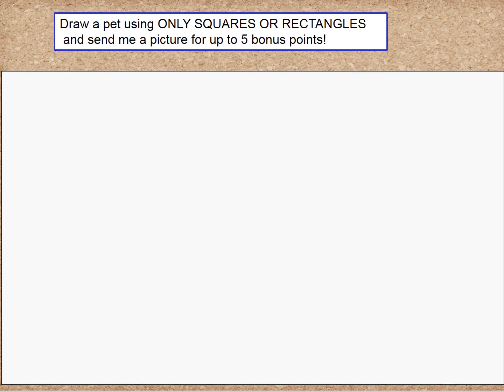However, before we get started, I have an excellent opportunity for you to earn up to 5 bonus points. What I'm asking is that you draw a pet using only squares and rectangles and send me the email. I'm really looking forward to seeing some pets and some amazing artwork.